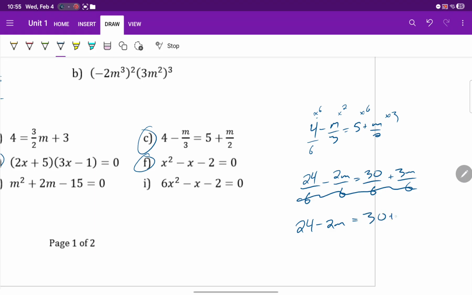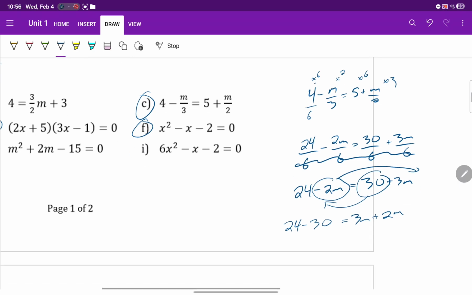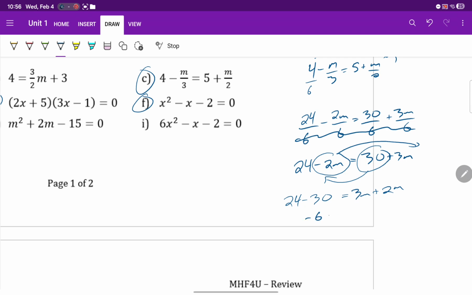Equals 30 plus 3m. Okay, I'm going to collect my like terms here. I'm going to bring my 2m over to this side, and I'm going to bring my 30 over to this side. And when I do that, I get 24 minus 30 equals 3m plus 2m. And we get, that's negative 6 equals 5m. I'm going to divide both sides by 5. And we get that m is equal to negative 6 over 5.